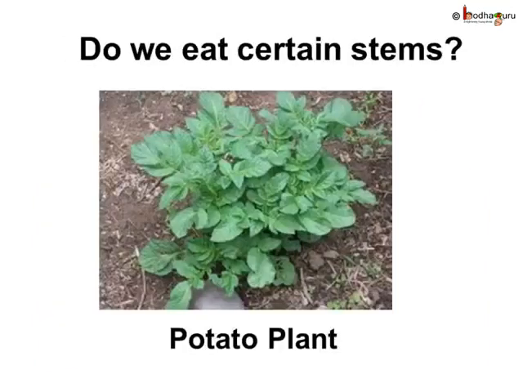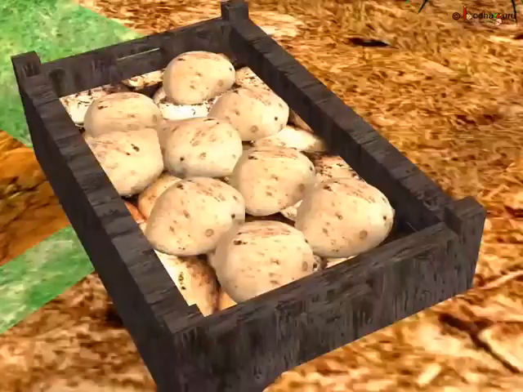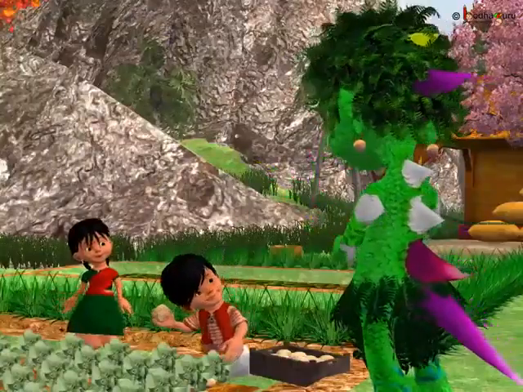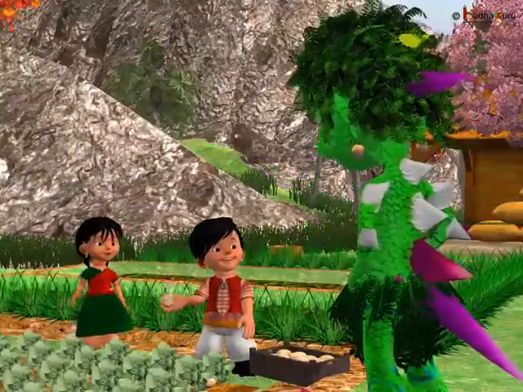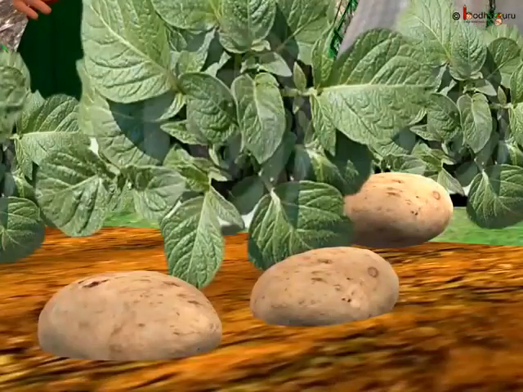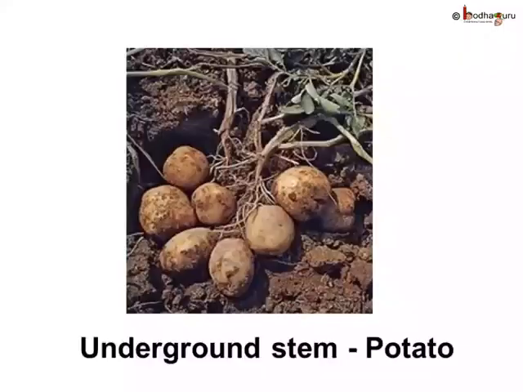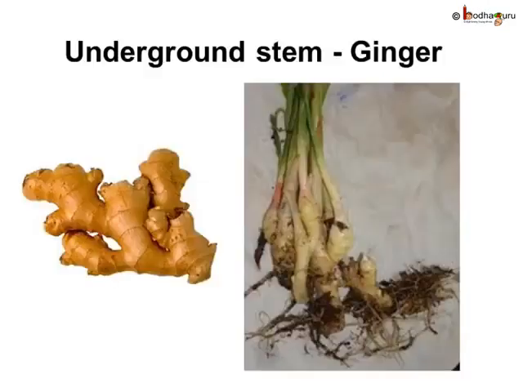Can we eat stems of certain plants? Yes. In the story, the monster was surprised to know that potatoes are actually underground stems that we eat. The potato plant stores the extra food in its underground stem. Hence, the stem becomes swollen and we eat it as potato vegetable. Same way, ginger is also an underground stem which we use in our food.